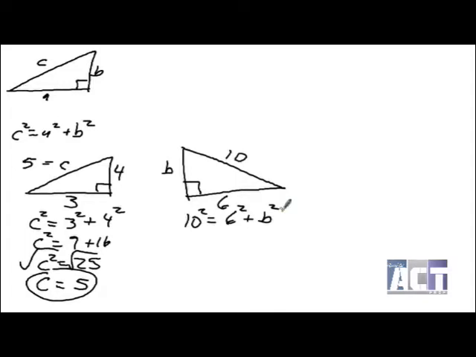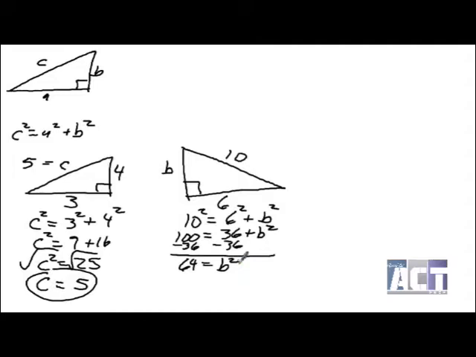Now, as we did in the other triangle, we square the numbers that we have. So you're going to get 10 squared, which is 100, equals 6 squared, which is 36, plus B squared. Now you need to solve for B. So from here, you're going to have to subtract 36 from both sides. 100 minus 36 is 64, equals 36 minus 36, that's 0. So we're just left with B squared on the right side of the equation. Now once again, you've got b squared equals 64.